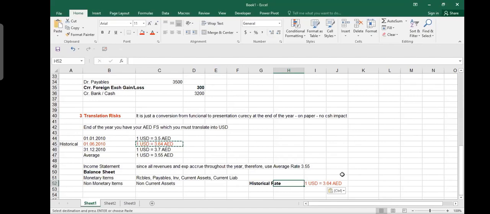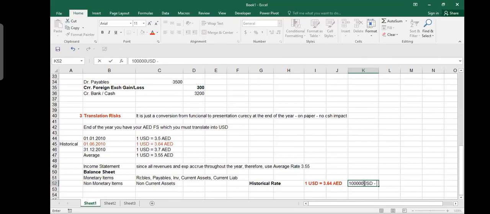Why is it a historical rate? Historical rate means the rate when it was purchased. When did you purchase the asset? You say, I purchased the asset on 1st of June. So what was the rate on 1st of June? It was 3.64. So you purchase an asset for 100,000 USD. When did you buy it? You purchased it on 01/01/2010. And what was the rate on that date? 3.64. So this asset in your balance sheet is 364,000 dirhams. Okay, it is on the historical rate.